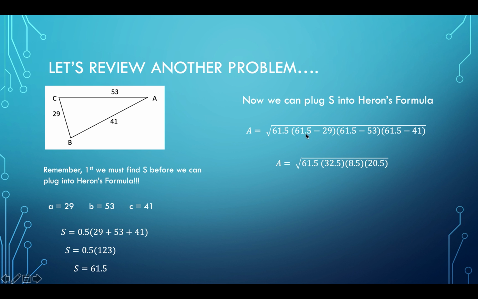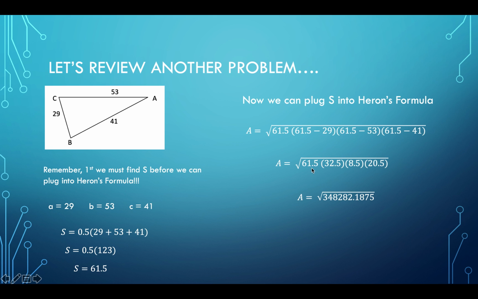What I do first is I go ahead and subtract these values. So when I do 61.5 minus 29, I get 32 and a half. 61.5 minus 53, I get 8 and a half. 61.5 minus 41, I get 20.5. My next step, and I just carry down this 61 and a half. My next step is I multiply all of these together.